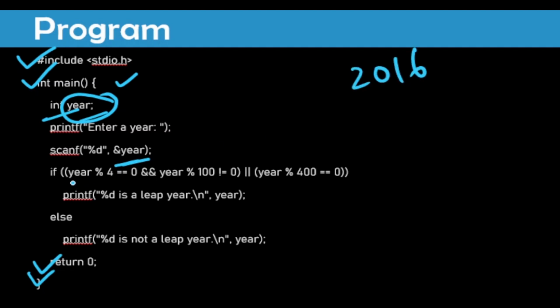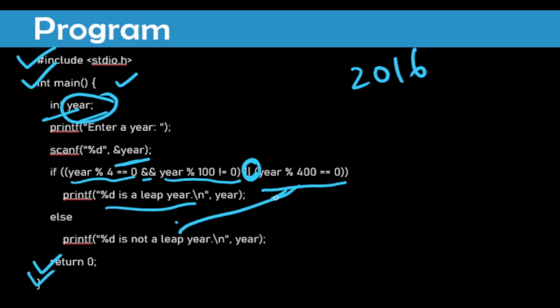Now it is checking if the year is divisible by 4 and not divisible by 100. Okay, then we need to print it is a leap year, or, see, or year mod 100 equal to 0. Sorry, year mod 400 equal to 0. If the year is a multiple of 400, then blindly we need to print it is a leap year, else it is not a leap year. The program is simple, very simple.